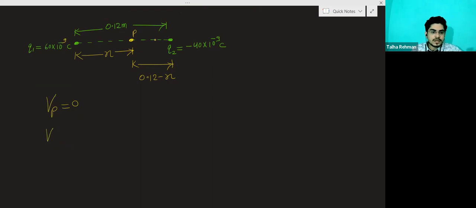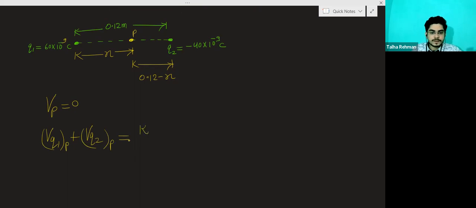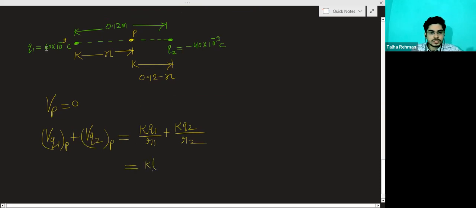So you will say the electric potential due to Q1 at point P plus electric potential due to Q2 at point P is equal to zero. Then you will apply here KQ by R. It will be K Q1 by R1 plus K Q2 by R2. Now what is Q1? Q1 is 60 into 10 to the power minus 9. What is R1? R1 will be this distance, because due to this charge, between the charge and this point P the distance is x.